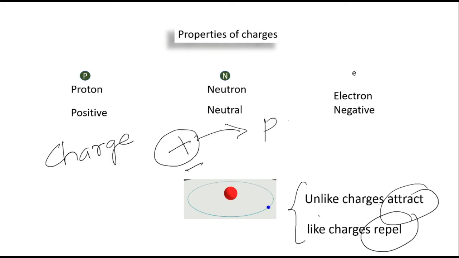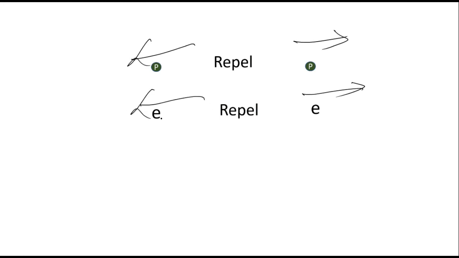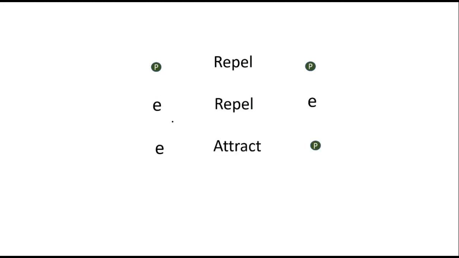So finally, what we have learned is that like charges, proton and proton, repel. Repel means they move away. Or electrons and electrons, again they move away because they are like charges, whereas unlike charges, that is negative and positive, if you keep them together, they attract. Right? So this is today's understanding.